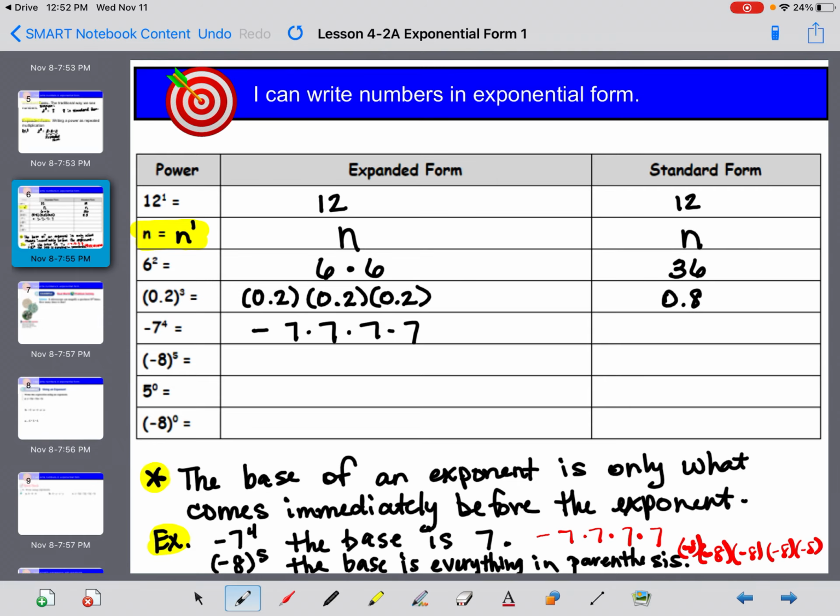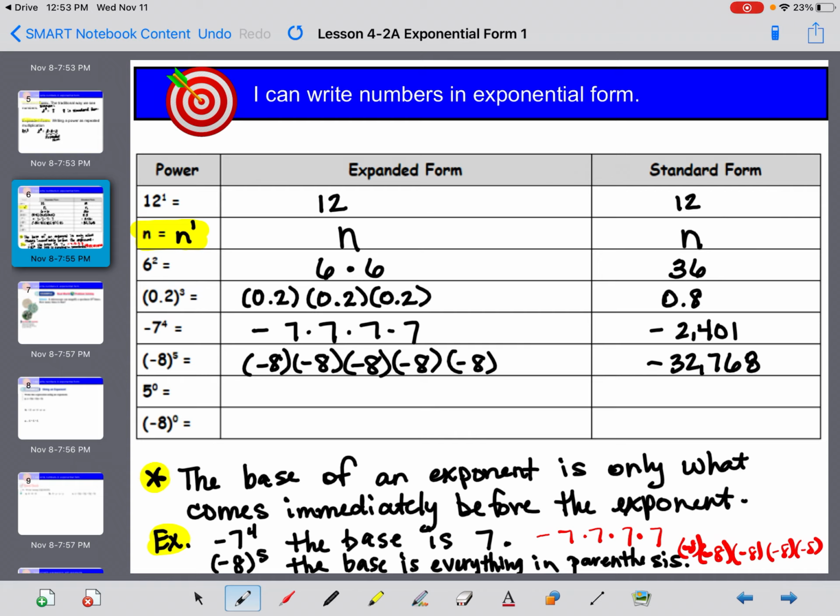Now, 2,401 is 7 times 7 times 7 times 7, and the negative sign is just out in front. On the other hand, negative 8 to the 5th power is negative 8 times negative 8 times negative 8 times negative 8 times negative 8. And so that's 32,768. And it's negative.